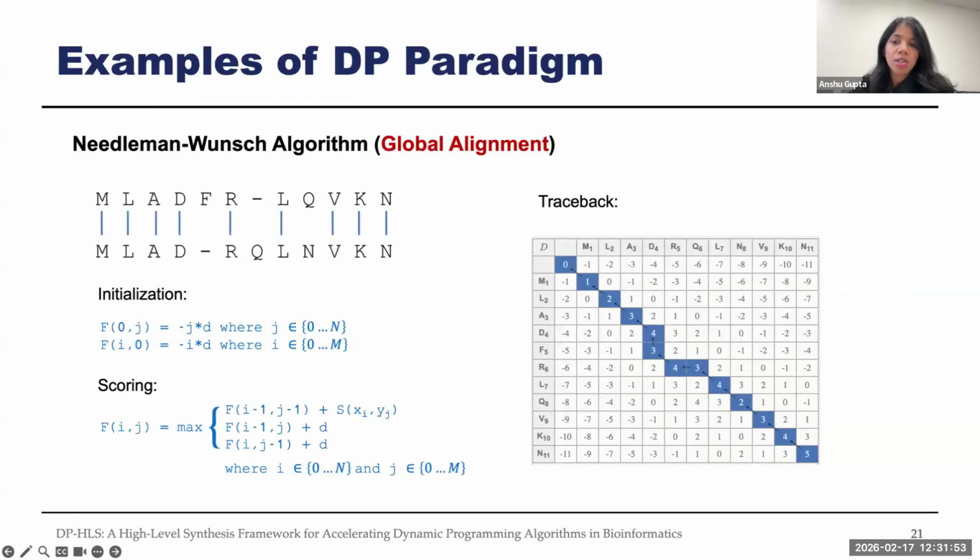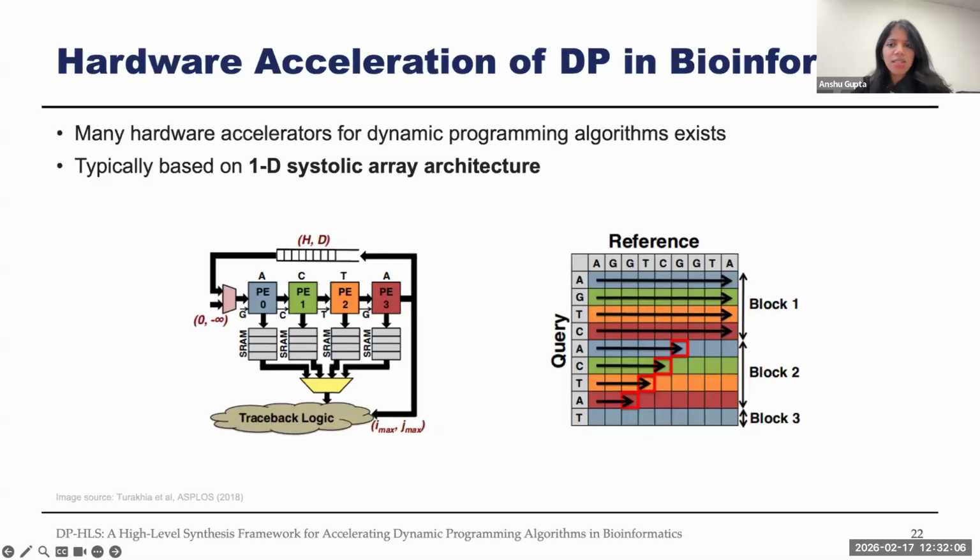Now, the example that I mentioned right now is called the Needleman-Wunsch algorithm. Needleman-Wunsch was introduced as a general algorithm, but it has found its application in bioinformatics for performing global alignments, such as aligning two sequences end to end. This dynamic programming algorithm has been well known for decades, and it can be easily accelerated in hardware using 1D systolic arrays, which is proven to be quite efficient.